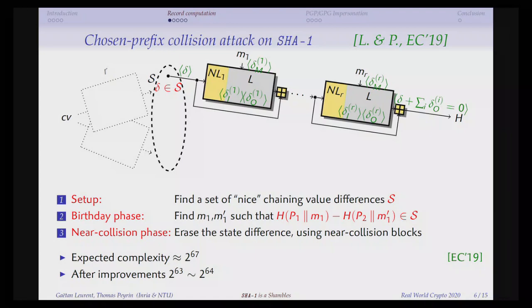So how does this attack work? The basic idea of what we presented at Eurocrypt earlier is we want to start by finding a set of nice chaining value differences. So we want to build a big set, and those differences, they must be nice in the sense that we know how to erase them and to lead eventually to a collision. And then we have two phases in the attack. The first phase, where we start from an arbitrary difference and we want to go to the set of nice differences, and then a second phase where we go from this difference to a collision at the end. So this is the basic framework.